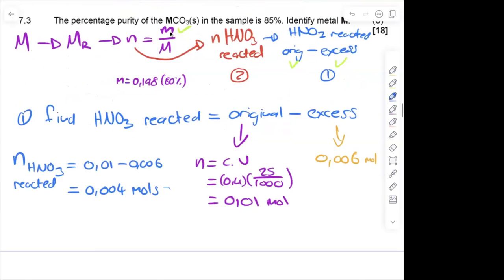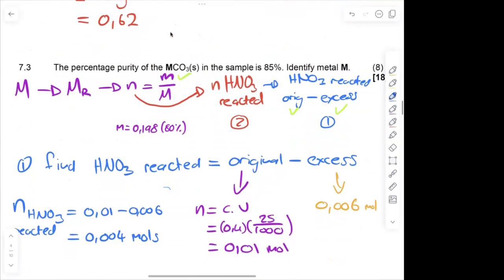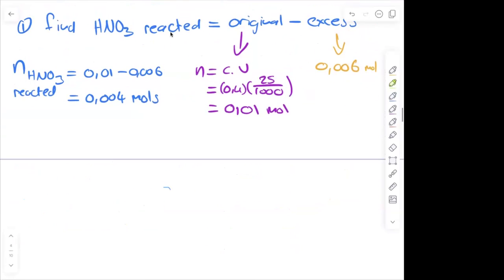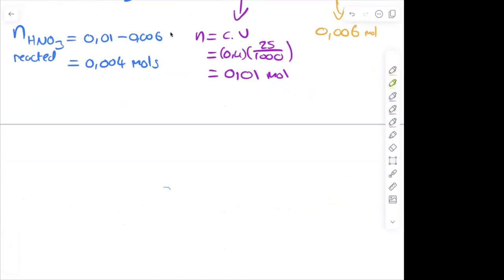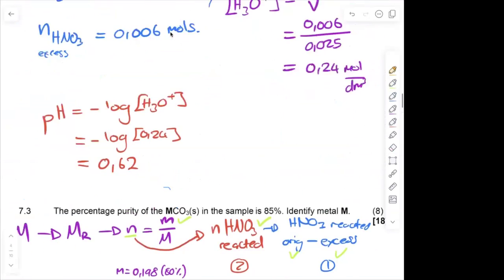Okay, so let's quickly go back and look at our plan. We just figured out the number of moles of HNO3 that reacted, right? We've got that done. Now we need to go find the number of moles of our MCO3. How do we find the number of moles of our MCO3? We've got to use mole ratios, right? So we've got our MCO3 and the ratio of that to my HNO3. Let's quickly go back to our step 1.